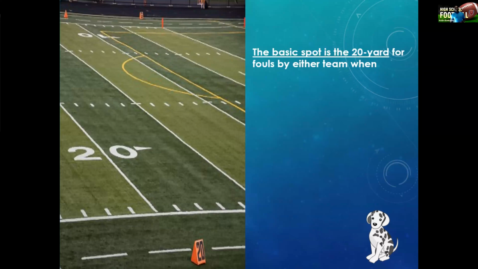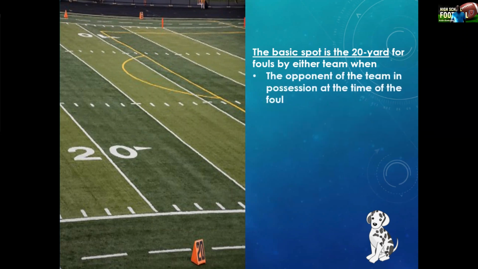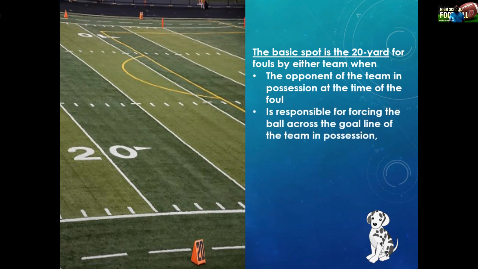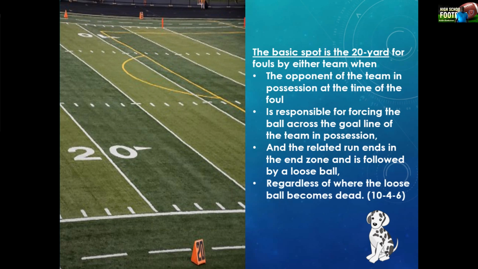The basic spot is the 20-yard line for fouls by either team when the opponent of the team in possession at the time of the foul is responsible for forcing the ball across the goal line of the team in possession, and the related run ends in the end zone and is followed by a loose ball, regardless of where the loose ball becomes dead.